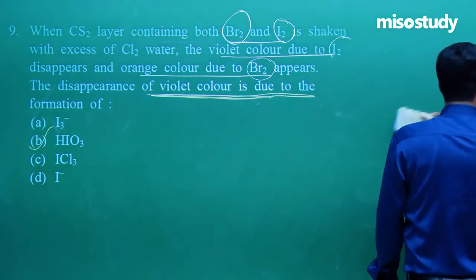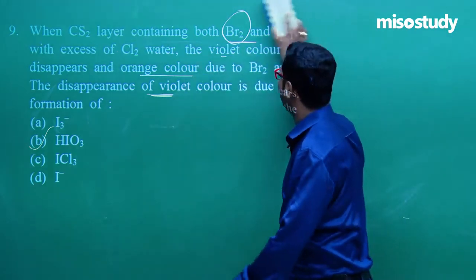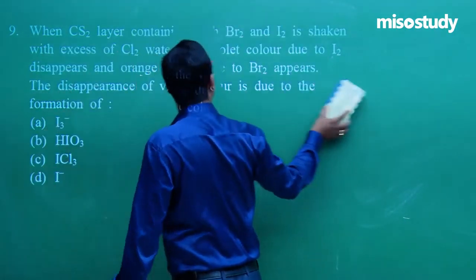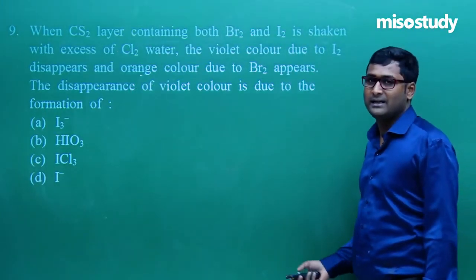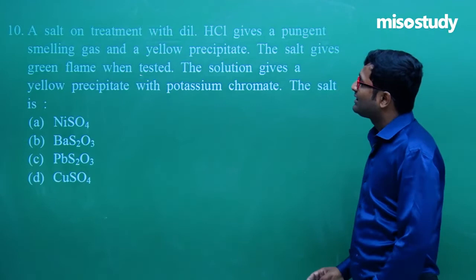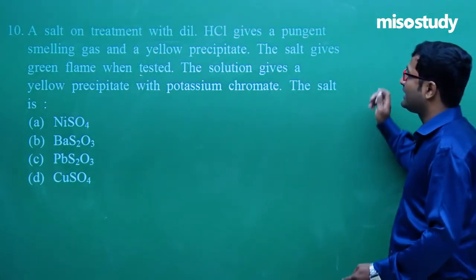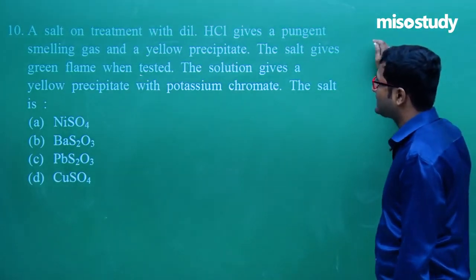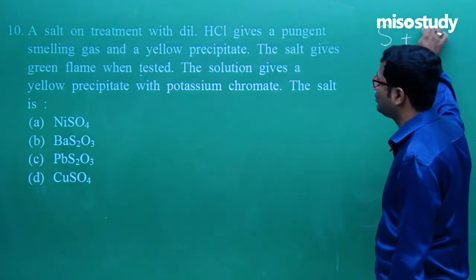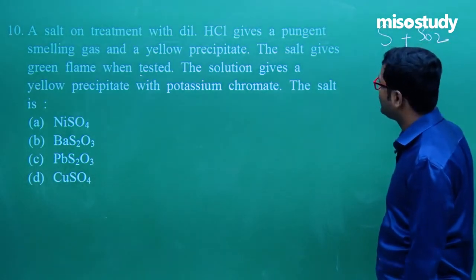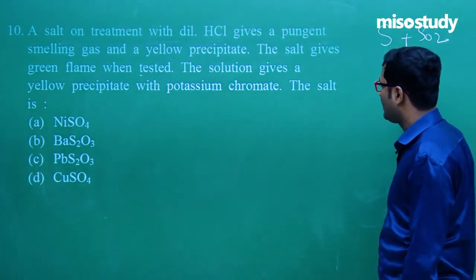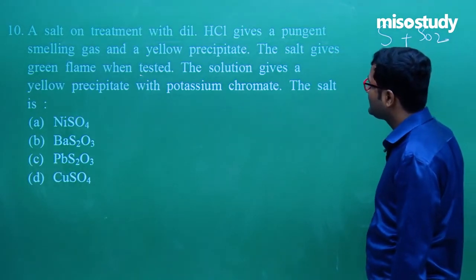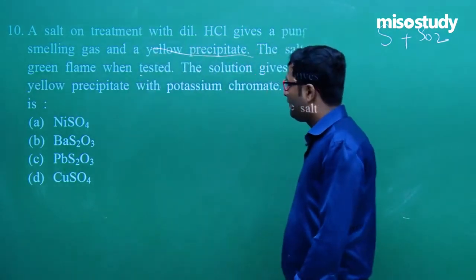Clear? Now let's move to the next question. What is the next question? Check it out, friend, that is question number 10. A salt on treatment with dilute HCl gives a pungent smelling gas, definitely SO2, and a yellow precipitate. The salt gives green flame when tested. The solution gives yellow precipitate with potassium chromate. The salt is, here is given yellow precipitate.